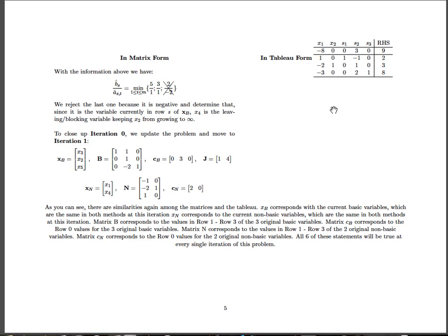At this point, we can take notice of some similarities. The B matrix will always be equal to this 3x3 matrix right here in tableau form. CB will always be equal to this 1x3 area of the tableau. XN, or N, will always be equal to this area of the tableau, and Cn will always be equal to this area.